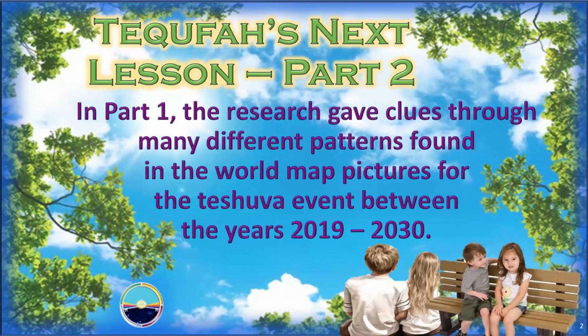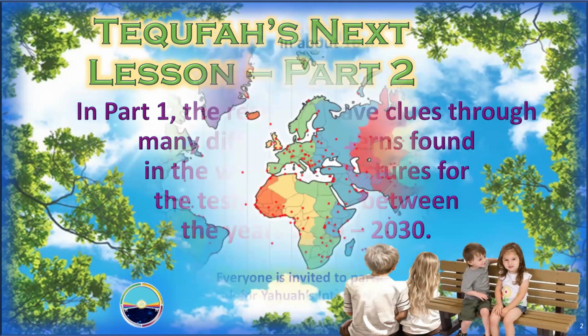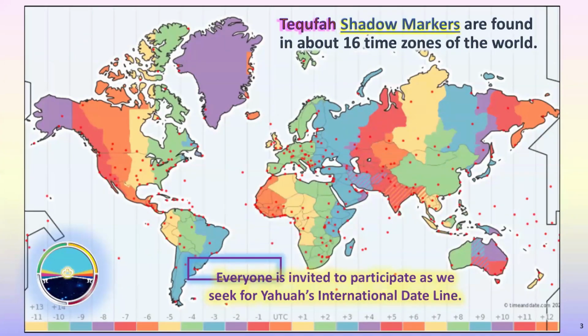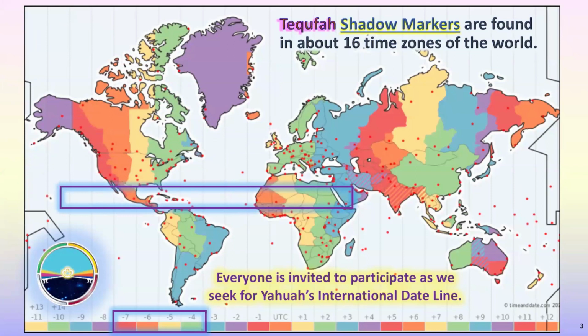Well, in part 1, the research gave us clues through many different patterns found in the world map pictures for the Teshuva event between the years 2019 to 2030. Remember, we looked at all of those different maps. There were 12 of them.